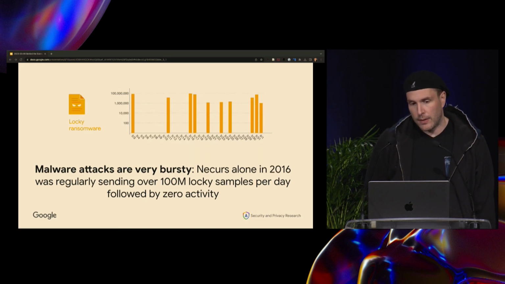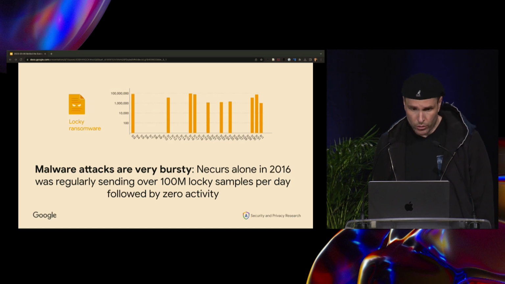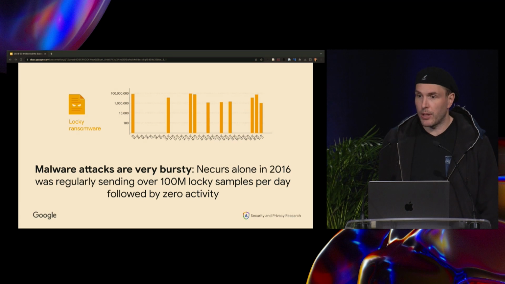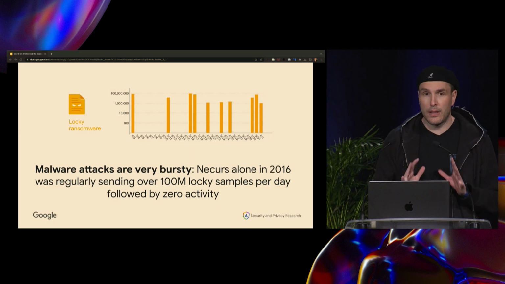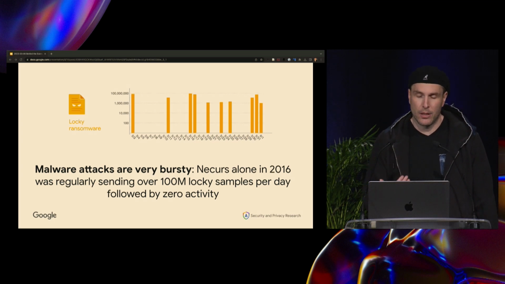Another example that I'd like to give. We worked with Locky, a ransomware that was renamed Necurs in 2016, and we had up to 100 million Locky samples per day, followed by zero activity. And the variation could change in a period of 3-4 days. This one, for instance, was easy to localize, but it's not always like that. It comes and goes, and it's not a steady process.